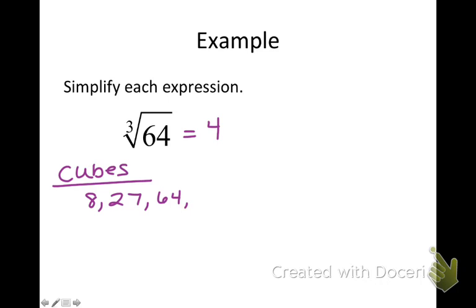Good. What's next? 5 times 5 times 5 is 125. 6 times 6 times 6. So 36 times 6 is what? 196? 36 times 6... 216, right? All right, we won't go any higher than that. So we got our cubes.